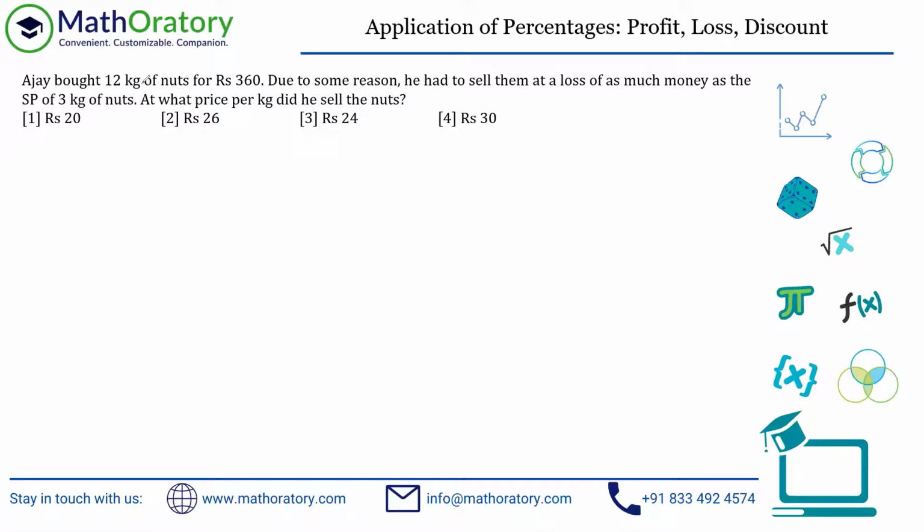It's very easy actually. What it says is, forget the "due to some reason." He had to sell them. Now, what is this "them" referring to? It's these 12 kg of nuts, right? So he has to sell all the 12 kg of nuts at a loss which is equivalent to as much money as the SP of 3 kg.